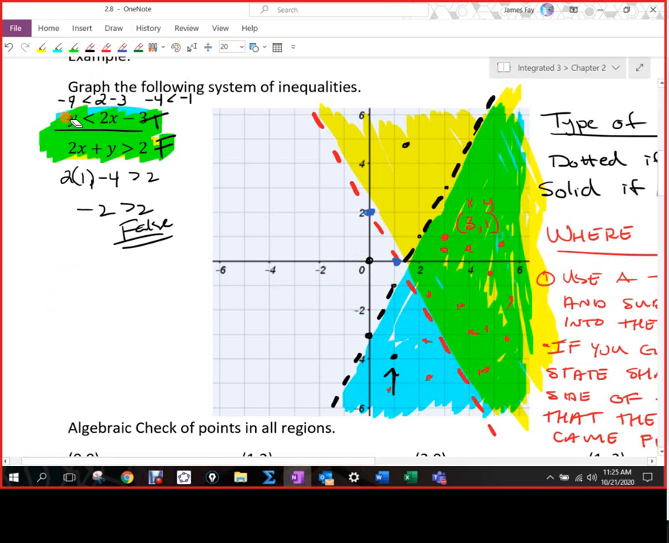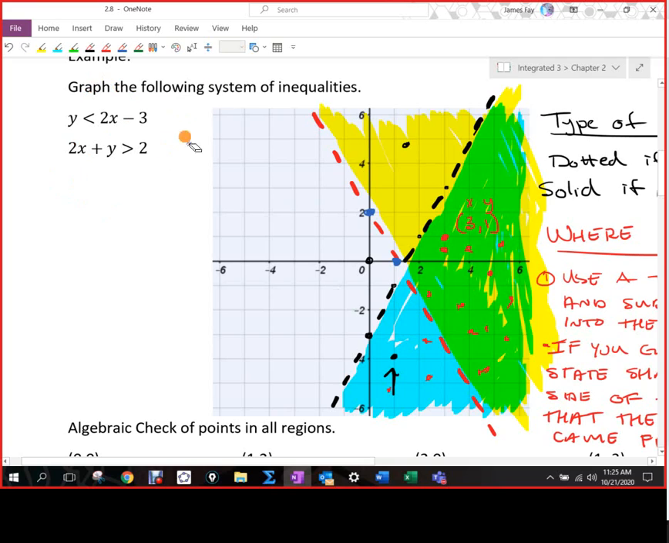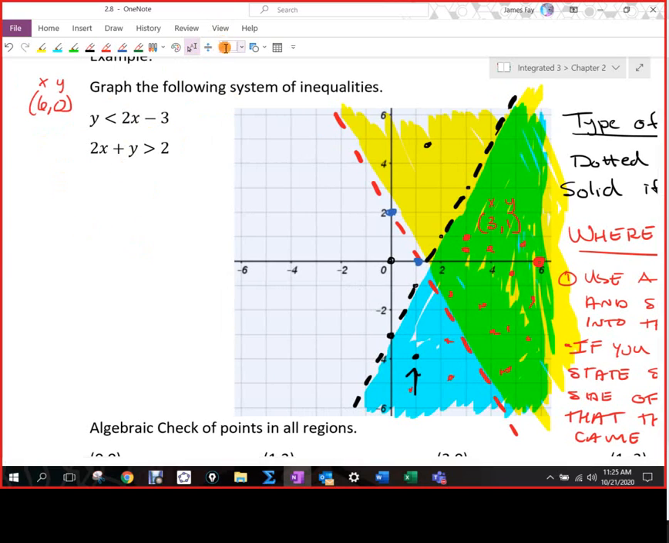So let's try a point that is in the green. I'm going to use a nice point here. Let's just go 6, 0. So if I plug 6, 0 in, the x is 6, the y is 0. So in this first one, I would get, see if I can give myself some more room over here.